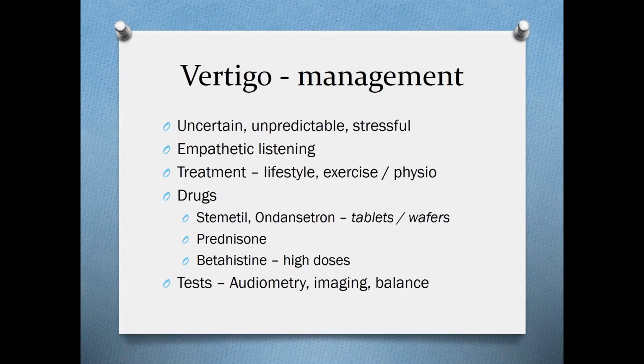And a lot of patients will definitely require diagnostic audiometry and even imaging or balance tests. Sorry, Sumit, you mentioned the doses for betahistine. For prednisone, what kind of dose would you be looking at for the management of the vertigo? 40 to 60 milligrams once a day for 5 to 7 days, 5 days usually. So relatively moderate dose for a short period.